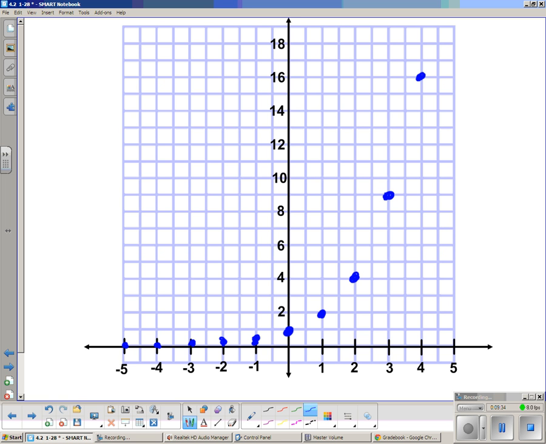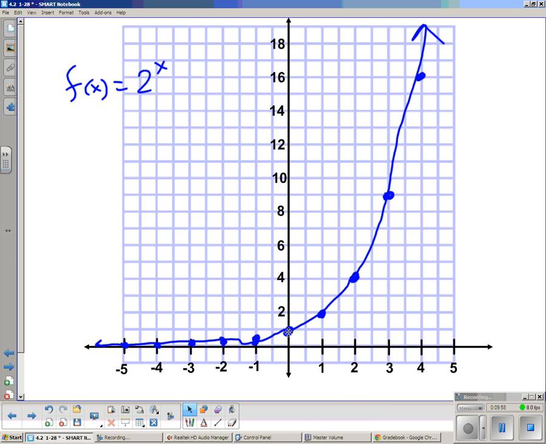Okay, so if I'm actually going to go through and draw the line, and we have our exponential function graph. Okay, so this is, again, the graph of f of x equals 2 to the x power. So what we're going to do now is talk about a couple things from this graph.